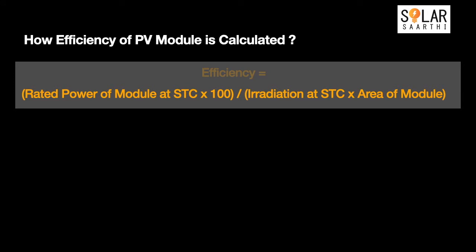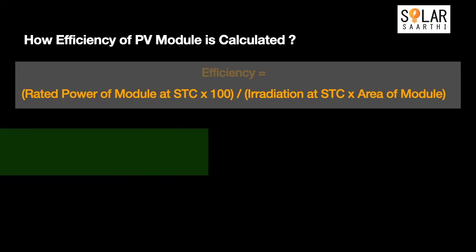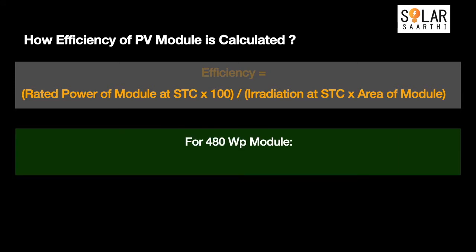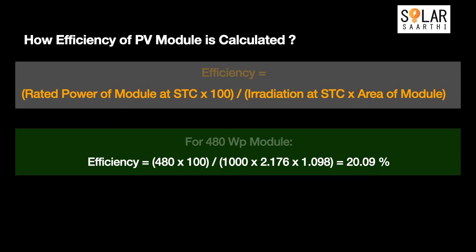Now from the previous example, we'll calculate the efficiency for the 480 watt peak module. Efficiency is equal to 480, the rated power of the module, multiplied by 100, divided by 1000, the irradiation at STC or peak sun, multiplied by 2.176, multiplied by 1.098, the area of the module. So here the efficiency comes out to be 20.09%.